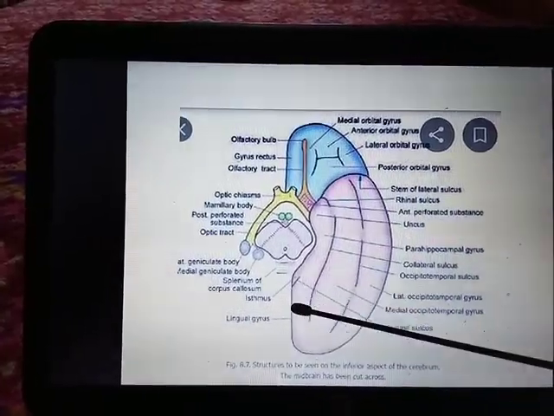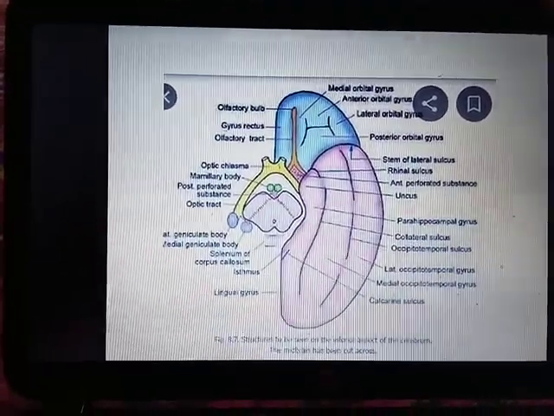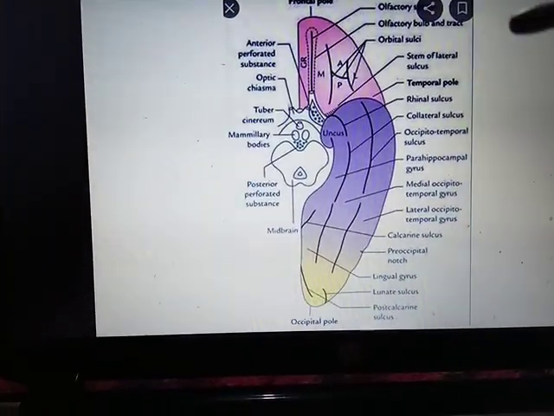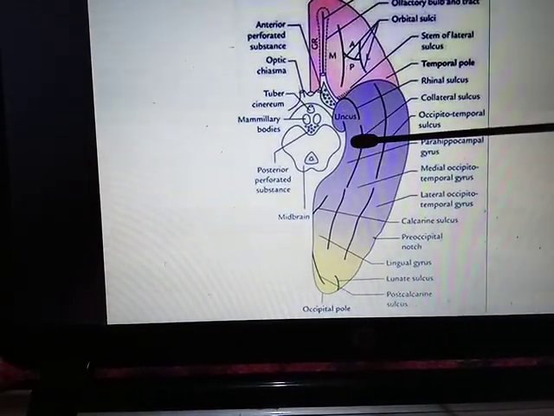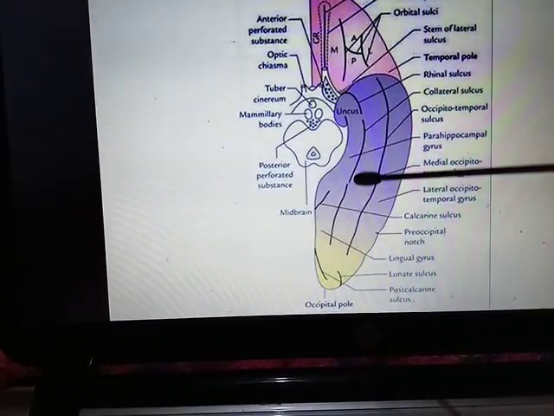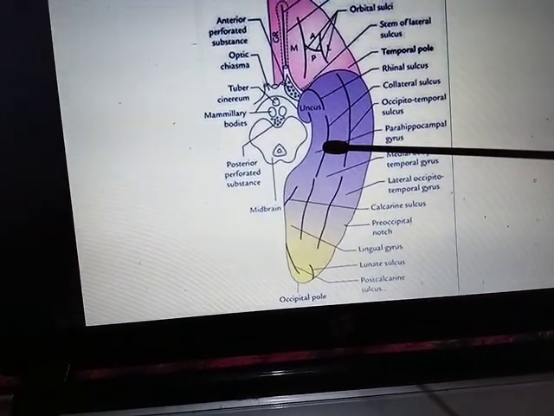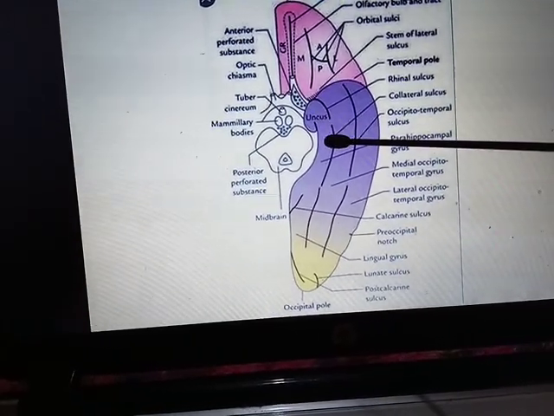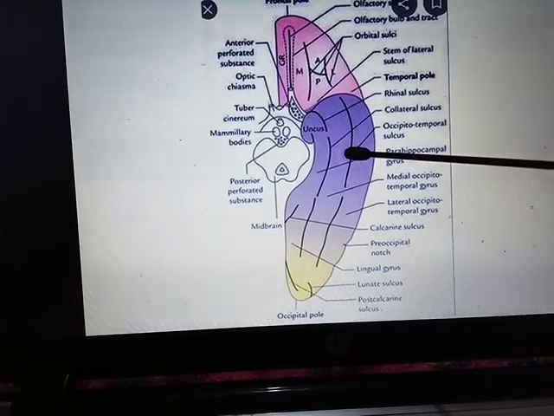Then this tentorial area, we will be talking about in the next slide. See this tentorial area. You have two parallel running sulci: the collateral sulcus and the occipitotemporal sulcus.